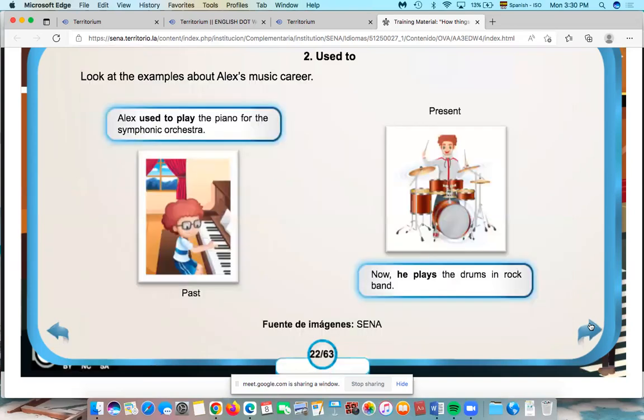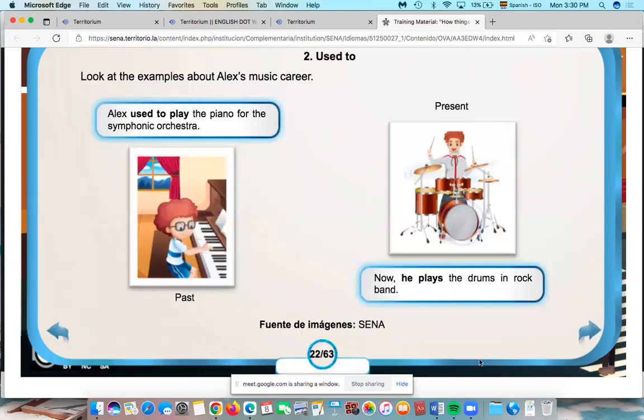My pleasure. Entonces miren, aquí entra otra forma de hablar de algo que sucedió. Esta unidad está un poco extensa por los temas, ¿no? Aquí viene otra forma de decir algo que sucedía en el pasado, que es Alex used to play the piano for the symphonic orchestra. Now he plays the drums in a rock band. Es algo que solía hacer, ¿sí?